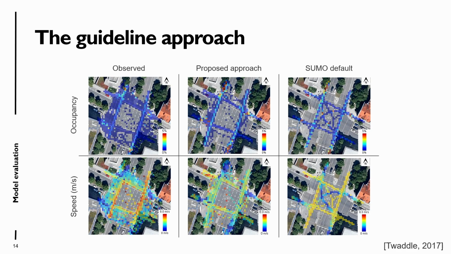What it is, on the side, I took the trajectory data that I had at this intersection in Munich and just plotted at the top: where are the cyclists? Where are they going? Which part of the intersection are they using?